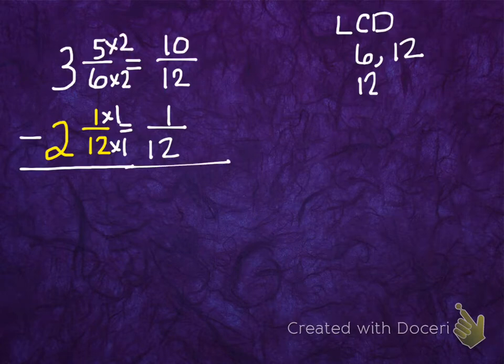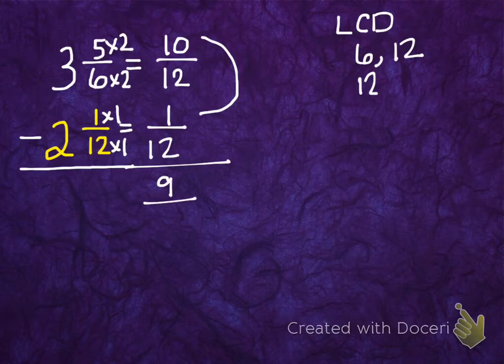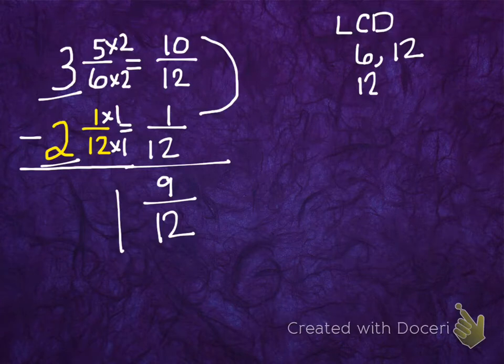Now, I don't have to regroup anything. 10 minus 1 is 9. And my denominator stays the same, so that would be 9/12. Now 3 minus 2 is 1. Now if you look at this problem, it can be simplified.